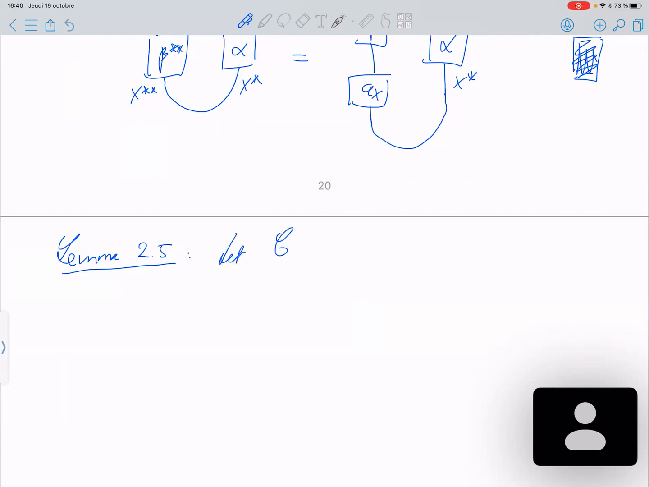So another lemma involving pictures and the pivotal structure. Let C be a pivotal monoidal category. Let A be the pivotal structure.